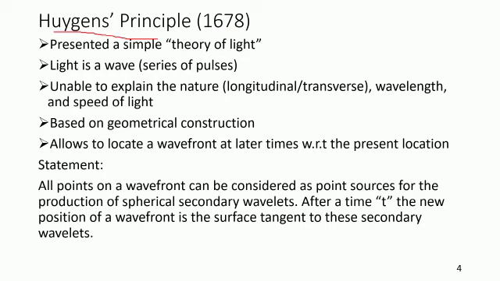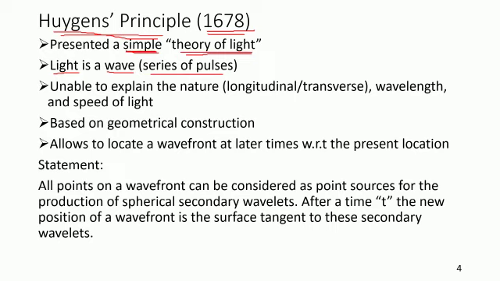Next is Huygens Principle, and this was presented in the year 1678. Huygens presented his own theory of light about the propagation of light, and this is very simple. And what are the main points of this theory? In this theory, which is called Huygens Principle, light is treated like a wave or a series of pulses which are emanated at the source of light and spreading or propagating in all directions.